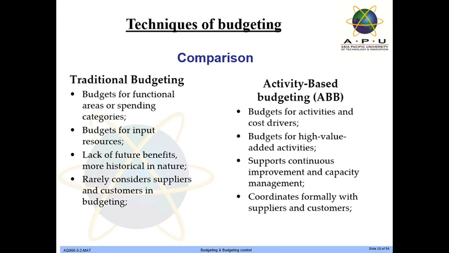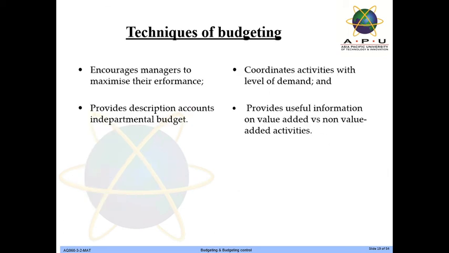Okay, we do some comparison between traditional budgeting and activity-based budgeting. What is traditional budgeting? It budgets for functional areas or spending categories, and budgets for the input resources, which lack future benefit and are more historical in nature. While activity-based budgeting budgets for activities and cost drivers, and budgets for high value-added activities that support continuous improvement and capacity management.